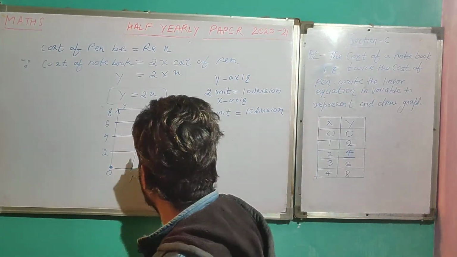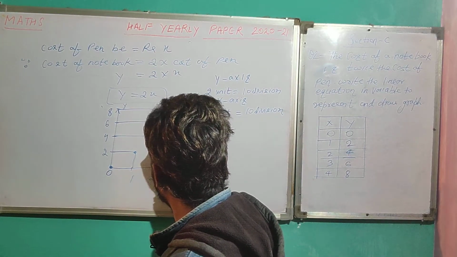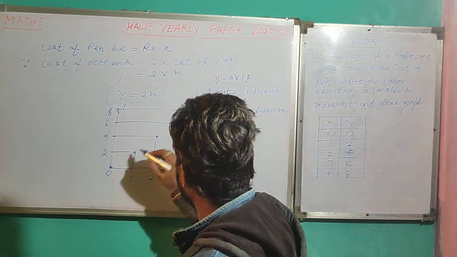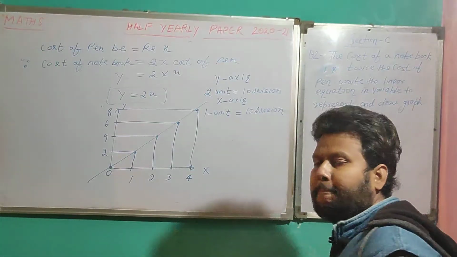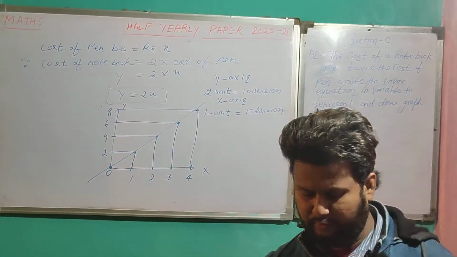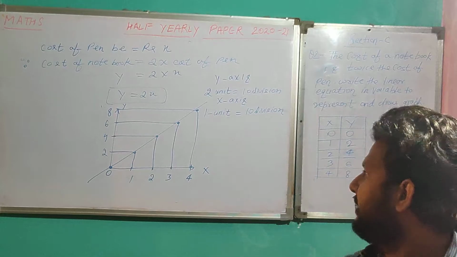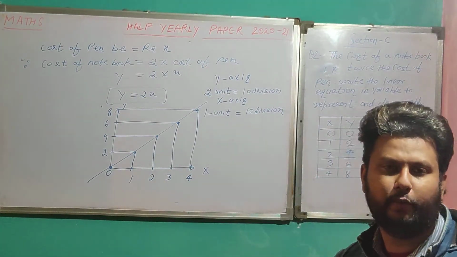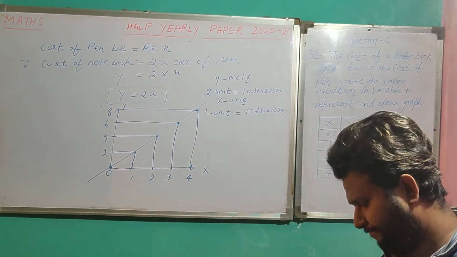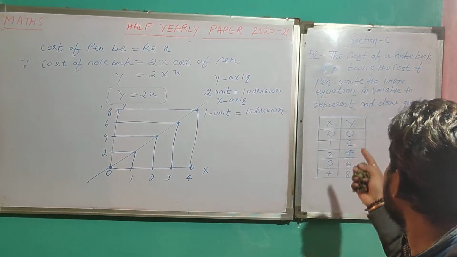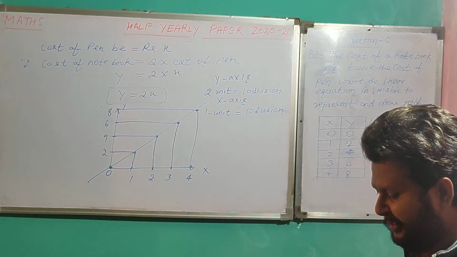So we get all those points. Connect all these points. If you connect all these points, then you will get a straight line. Linear equation, straight line. So this was the graph of the equation y is equal to 2x.